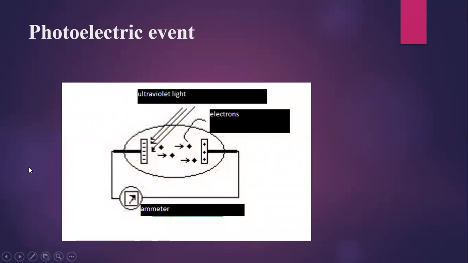And finally, the photoelectric event. When ultraviolet light is sent to the surface of a metal, electrons are sent from the negative plate to the positive plate. They start moving. In this way, an electron current begins in the wire, which also means electric current. The current generated in the wire can be measured by an ammeter.